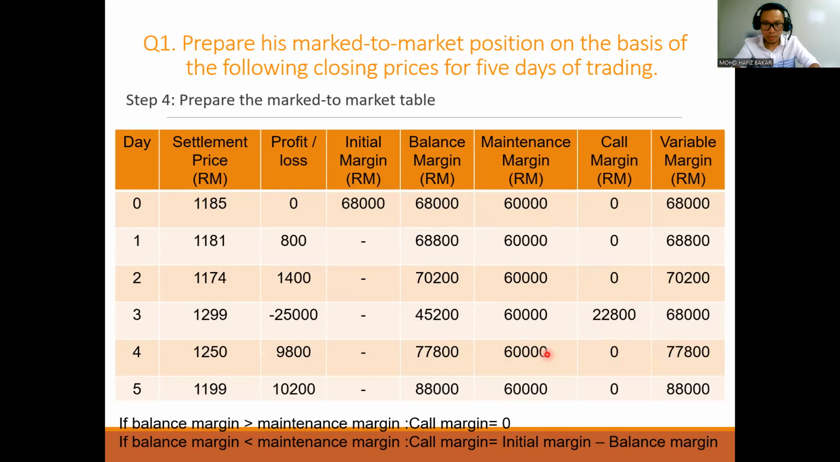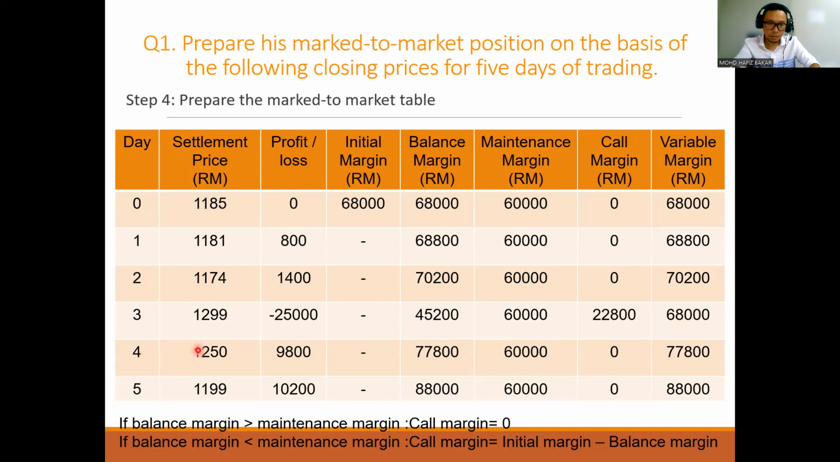Okay, so this is the minimum amount that you need to maintain. Okay, but in terms of call margin, in order to know how much you need to top up, you need to base on the initial margin, not based on the maintenance margin. Okay, so 68,000 minus 45,200, you akan dapat 22,800. Okay, then the balance will be 68,000. We go to day 5.